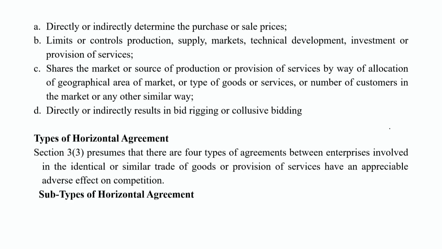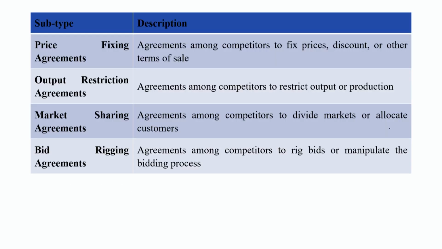Basically, there is no strict definition and you cannot categorize them, but you are categorizing because if you see Section 3(3), it includes certain types: A, B, C and D. That is, directly or indirectly determine the sale or purchase price, limit or control production, share the market or allocation, or be involved in bid rigging. So horizontal agreement can be categorized into 4 types: price fixing agreement, output restriction agreement, market sharing agreement, or bid rigging agreement.